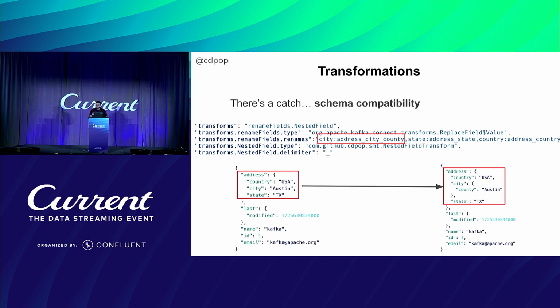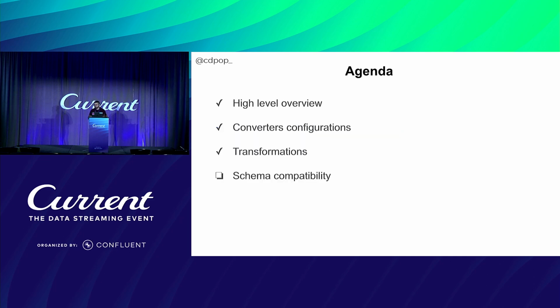There's a catch when it comes to using this transformation, and that is schema compatibility. What do I mean by that? Well, if you already registered the schema that's on the left-hand side, and then you try to register the schema on the right-hand side, where you actually have the city and the county now, there's going to be a compatibility issue. And that leads me to my next section, which is schema compatibility.